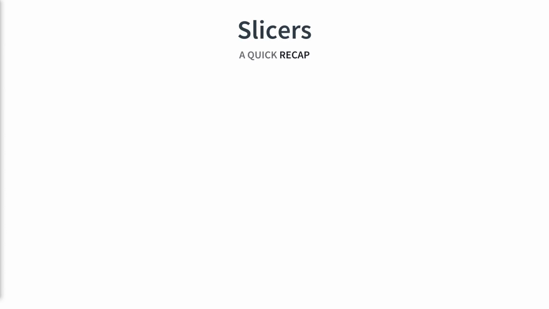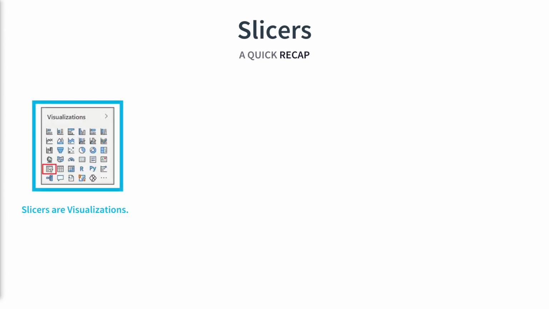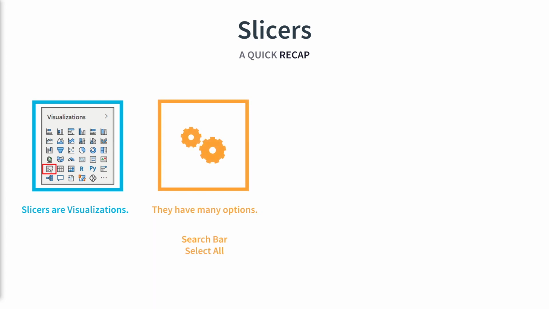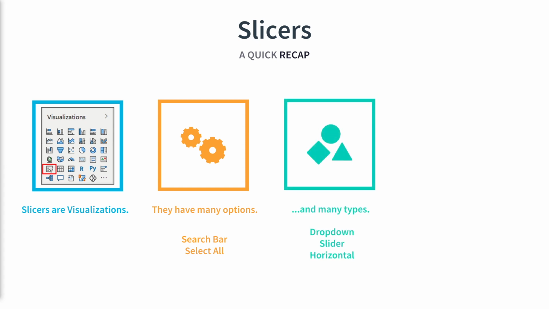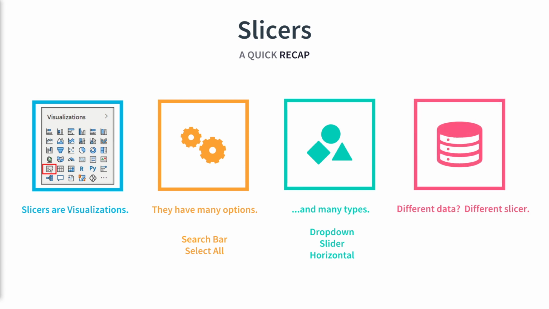And that concludes our lesson on slicers. As a quick recap, slicers are very similar to filters, except for a few key differences. First, slicers are visuals, just like bar charts or line charts. They have many options that you can customize, such as a search bar or select all. And they also have many types, including the slider, horizontal, and drop-down slicer. Depending on the type of data you put in the slicer visual, the different styles you can choose from might vary, but almost all of them are extremely useful in their own way.